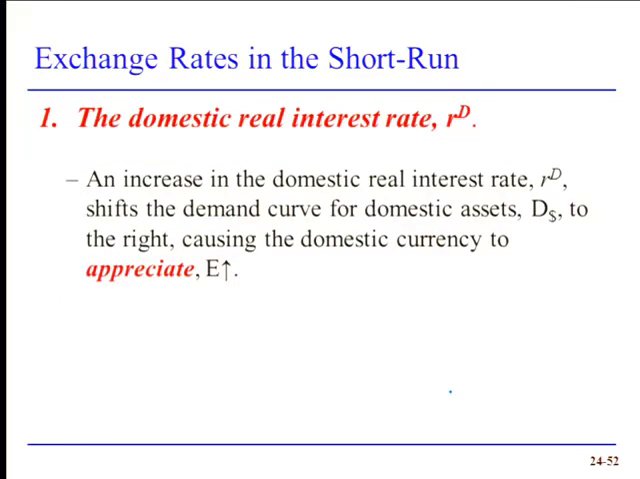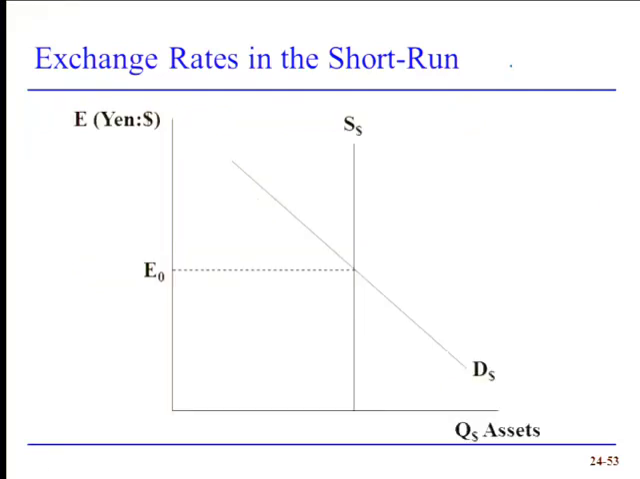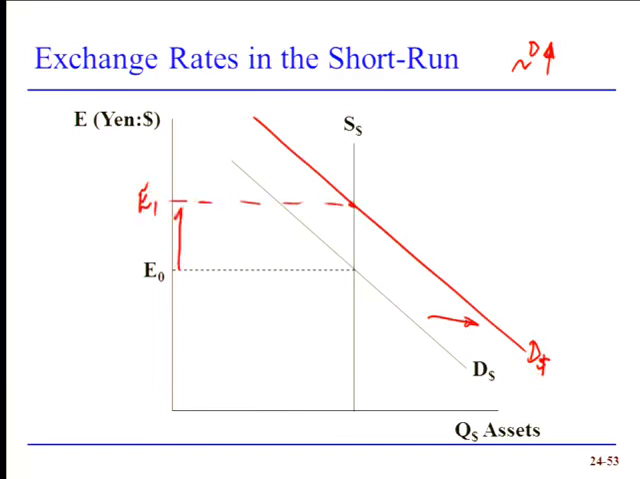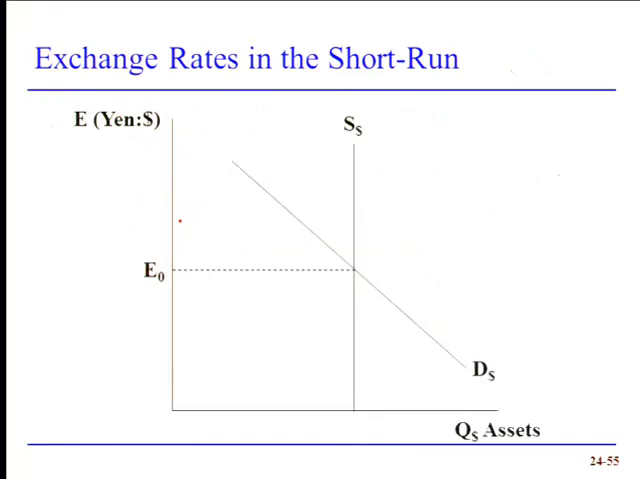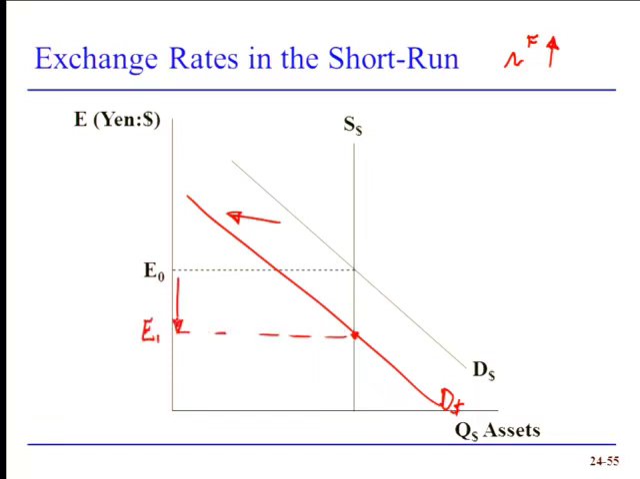But quickly, we can see here, domestic real interest rate. If the domestic real interest rate goes up, domestic assets have a higher rate of return. There will be greater demand for domestic denominated assets. The demand curve will shift to the right, and we should get an appreciation of the currency. How about the foreign real interest rate? If the real interest rate in the foreign country increases, now we've seen that foreign denominated assets will be relatively more attractive, so the demand for domestic currency denominated assets will fall, and that will lead to a currency depreciation.